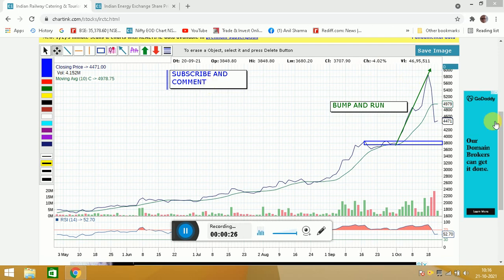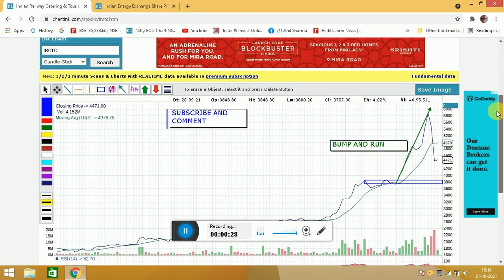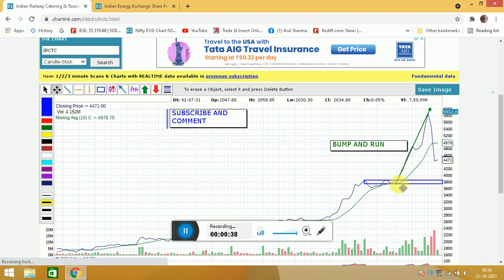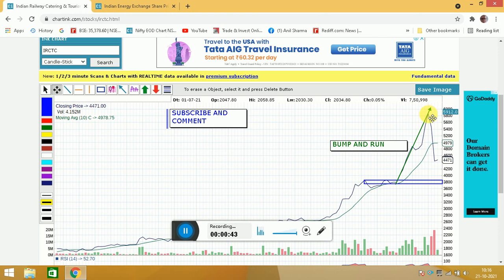So friends, the chart which I am holding is, you can see, of IRCTC. In this chart we see a classic pattern of bump and run. Around the 3,800 zone, it took an almost perpendicular view and went up to 5,800 plus. This happened in about 10 days' time, and according to the pattern, the share is likely to fall back to where the run started.